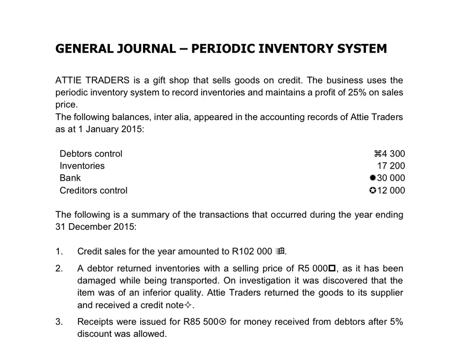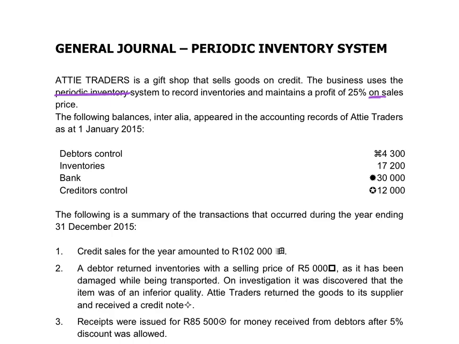Good morning. We will pay attention to the periodic inventory system and when we record entries in the general journal. Artistores is a gift shop and sells goods on credit. They use the periodic inventory system and maintain a profit of 25% on sales price. The balances at the beginning of the financial year are provided.